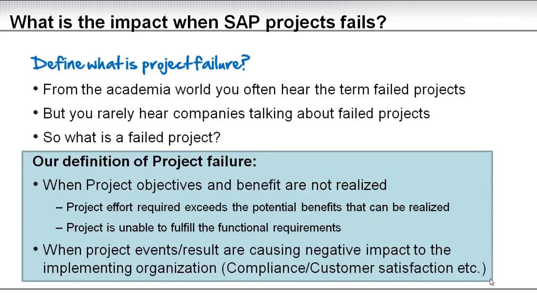Well, the definition we want to use for project failure is when the project objectives and benefits are not realized. Meaning either the project effort required to accomplish the project exceeds the potential benefit that you are going to gain from it, or the project is simply unable to fulfill the functional requirements. In basic terms, the solution doesn't work. Now, this is very uncommon, that you get that severe degree of failure on a project.